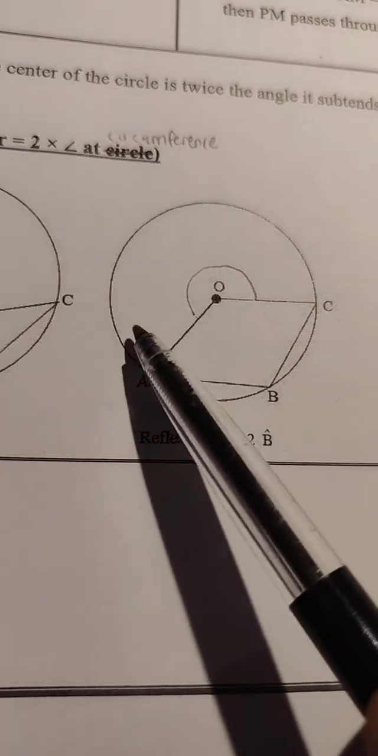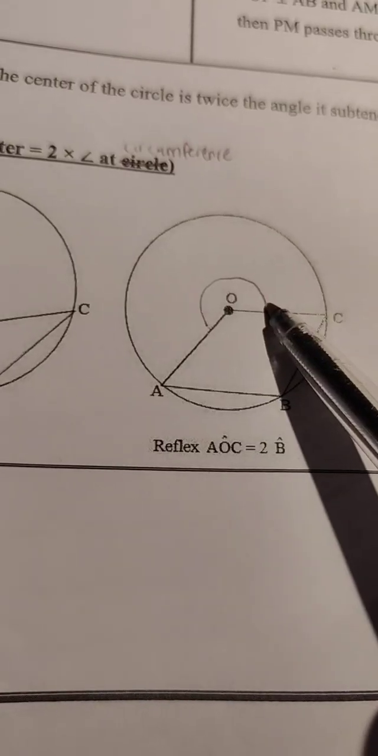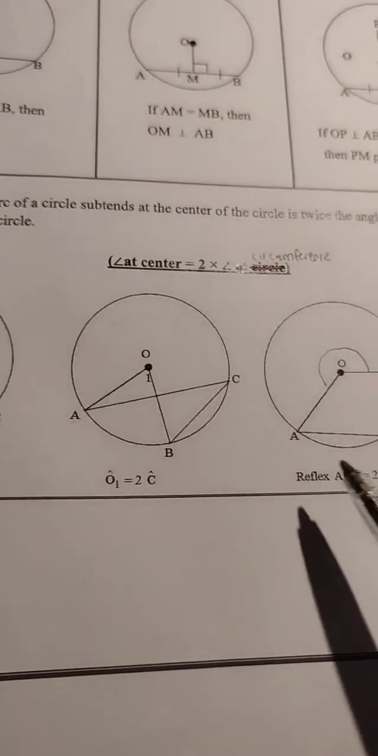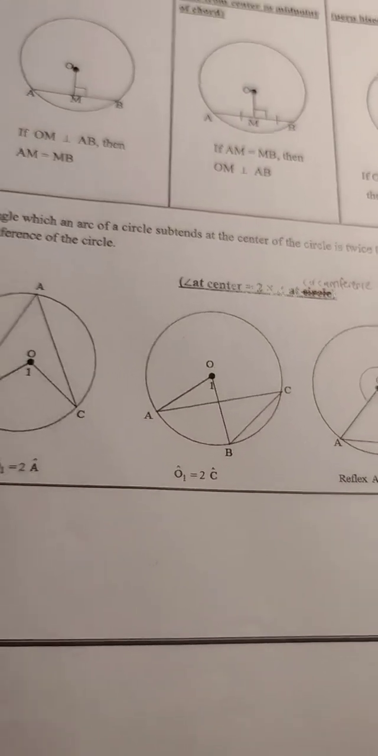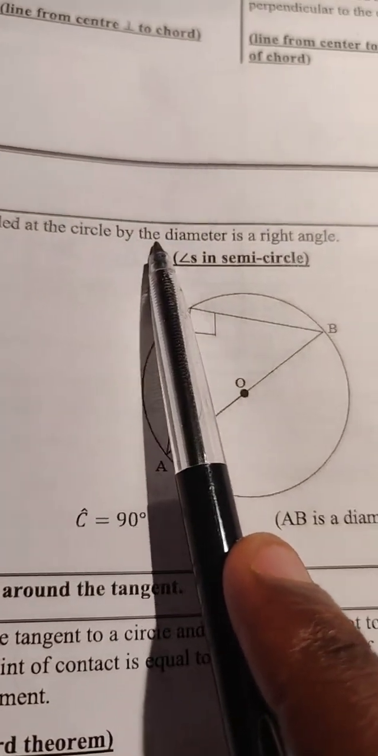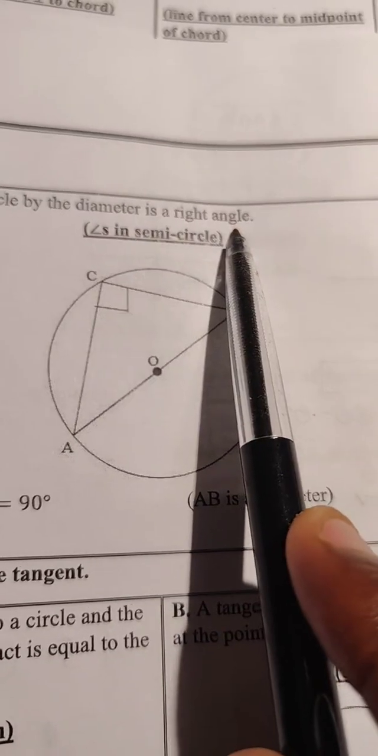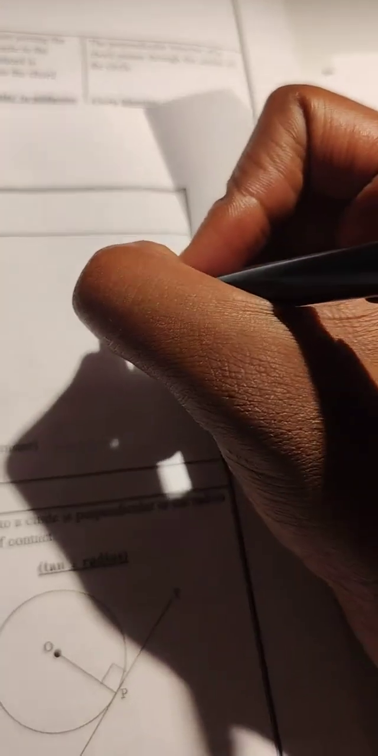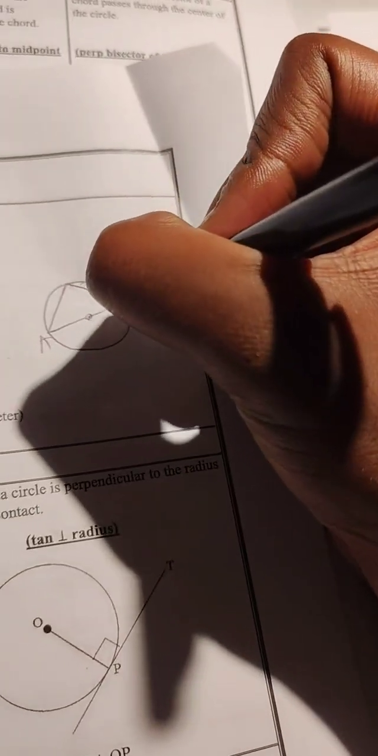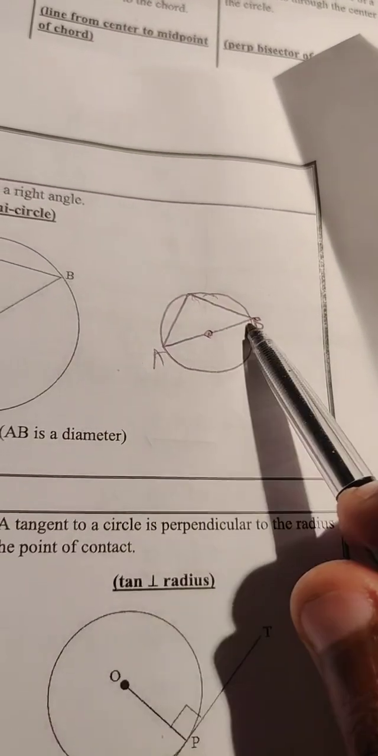So reflex angle AOC, this angle AOC is twice the angle B. Okay. Then yesterday we also touched on the angle subtended at the circle by the diameter of the right angle. Remember guys that the diagram itself will not have a 90 degree. The diagram itself will have a diameter whereby we can see that AB is passing through the center.